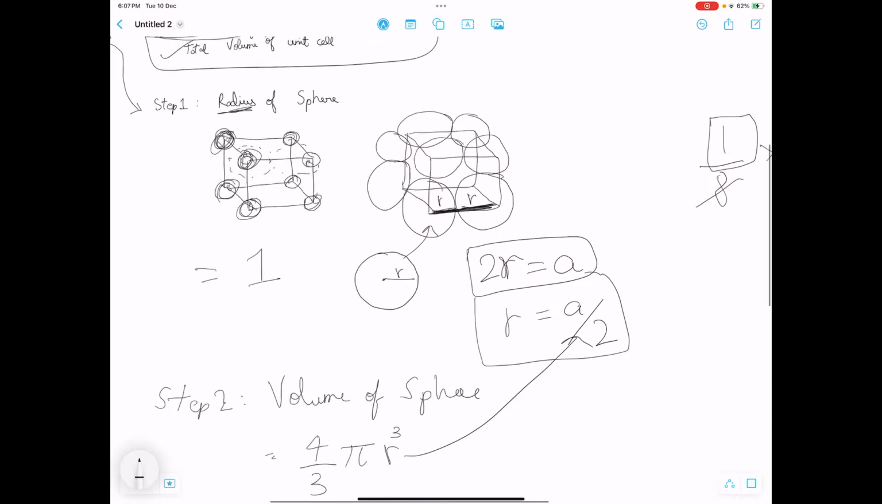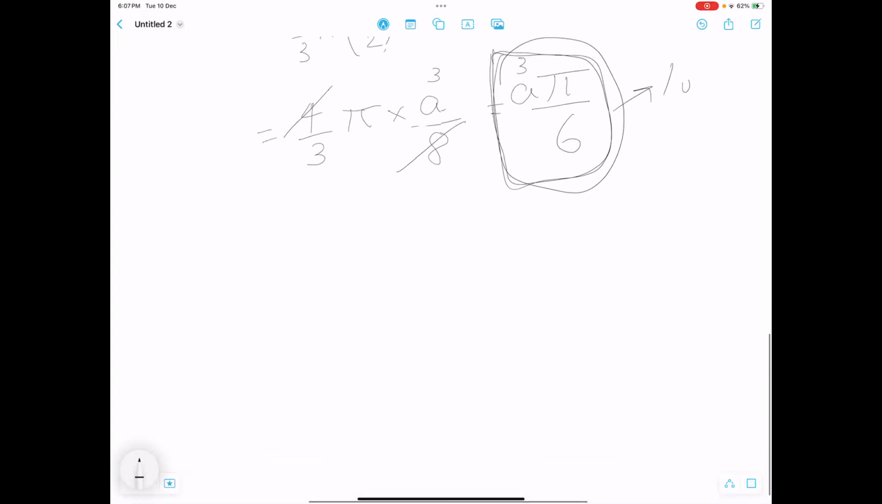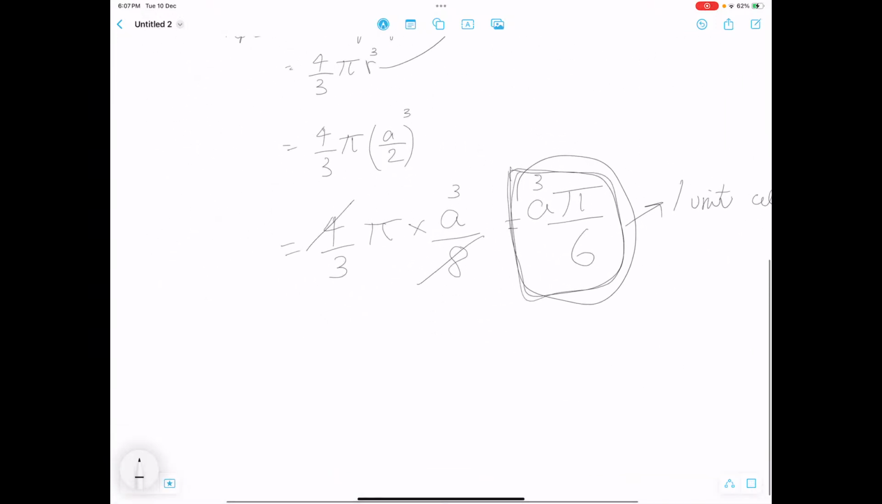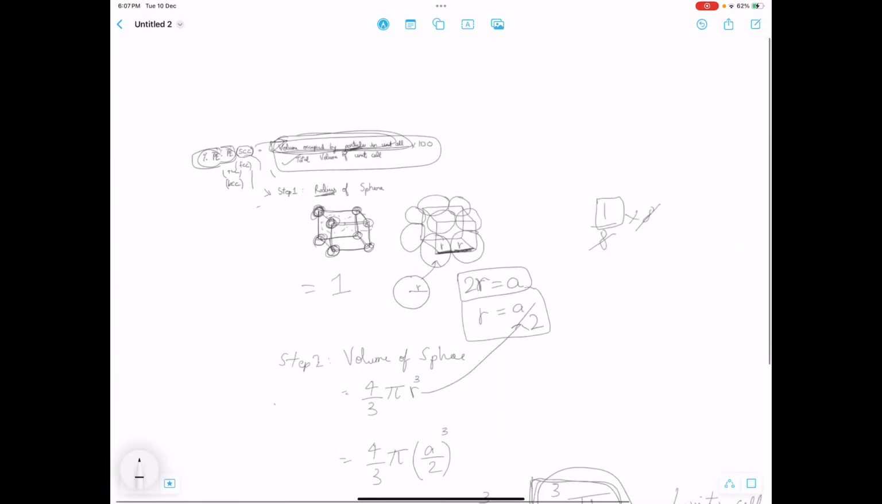So how do you get the volume of the unit cell? If you are considering this as a cell, it's a cubic structure. How do you get the volume of a cube? We'll write it down. Now next we need step 4, volume of unit cell. Volume of a cube is side cube, which is a cube. Now we can just put these values into this equation.